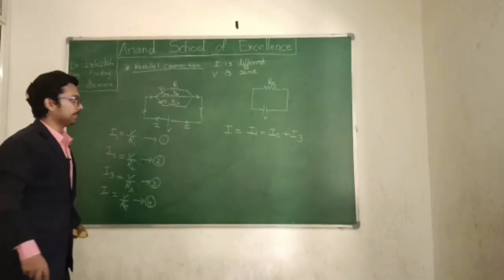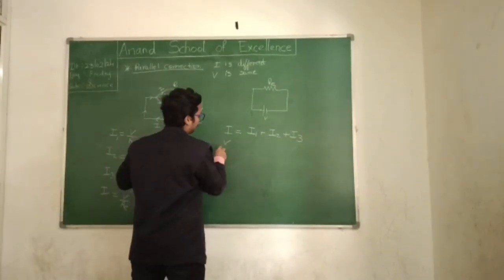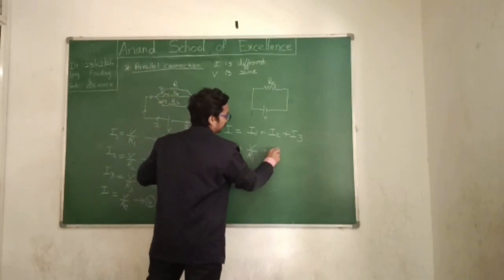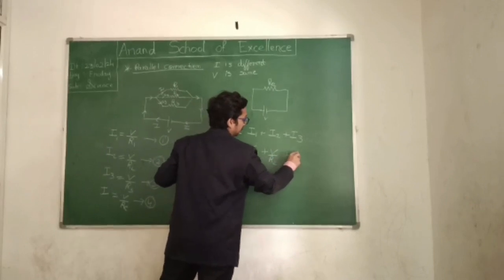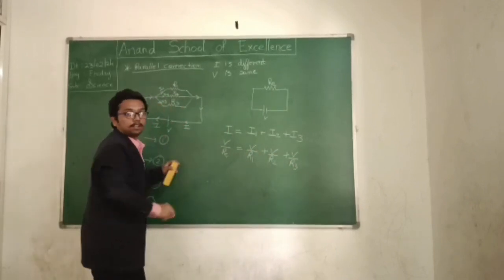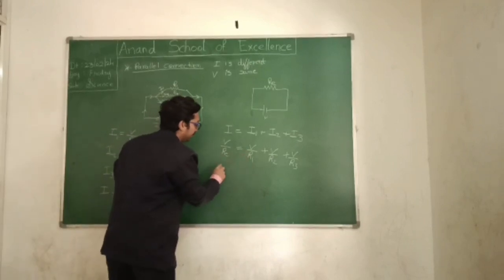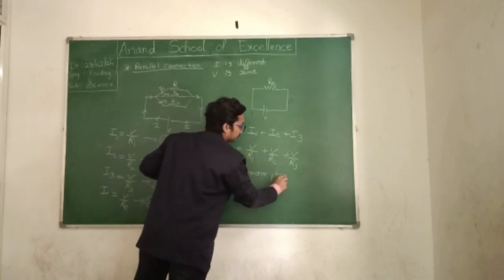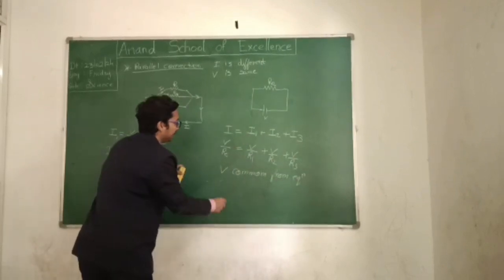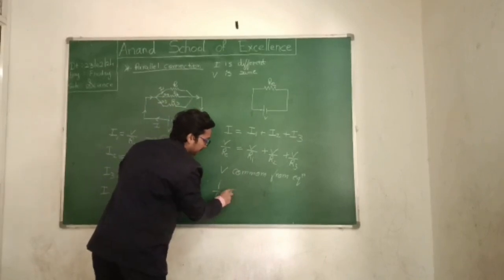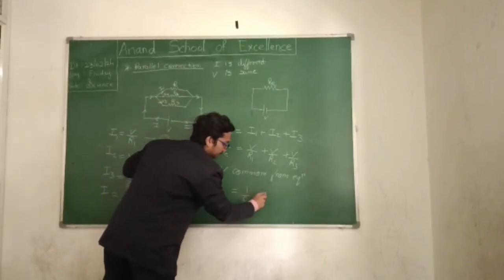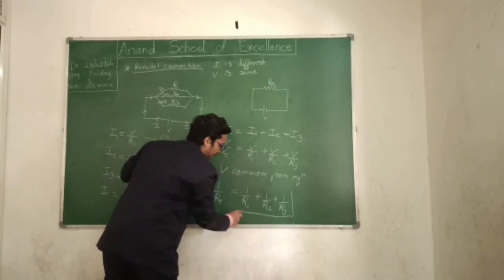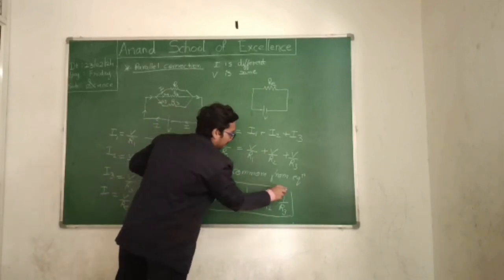Now putting all the 4 equations in this equation, we get V upon Re is equal to V upon R1 plus V upon R2 plus V upon R3. As V is same here, we can take V common from the above equation. We get 1 upon Re is equal to 1 upon R1 plus 1 upon R2 plus 1 upon R3. That is our required equation that we have to derive in boards.